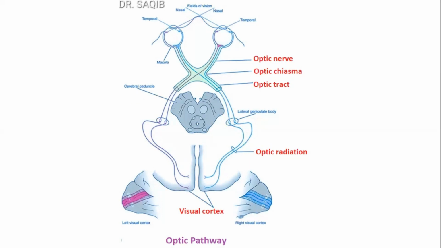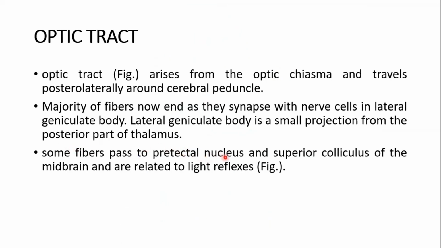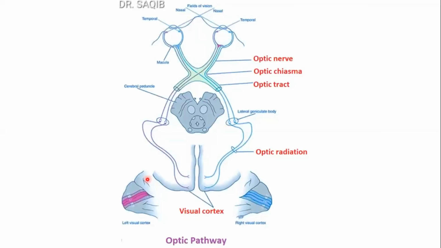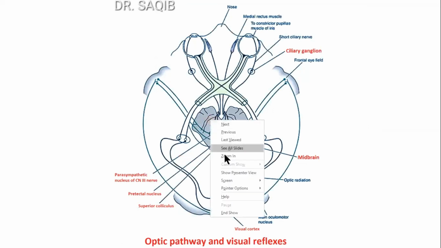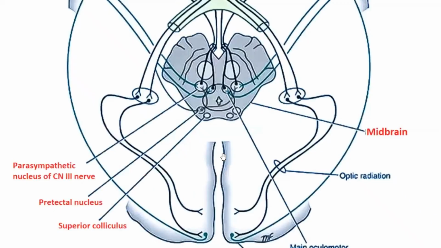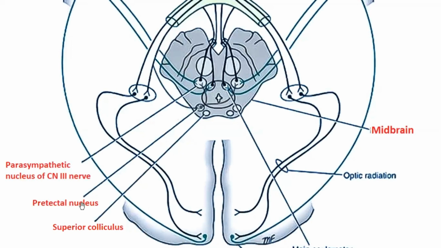After this geniculate body, some fibers pass to the pretectal nucleus and the superior colliculus of the midbrain and are related to light reflexes, right? That I will show you from this picture. You could see this is the pretectal nucleus. Some fibers go to this pretectal nucleus, and some go here to the superior colliculus of the midbrain. This is the superior colliculus.